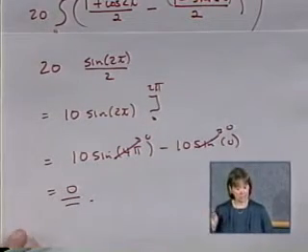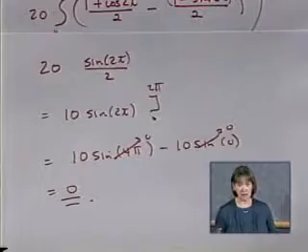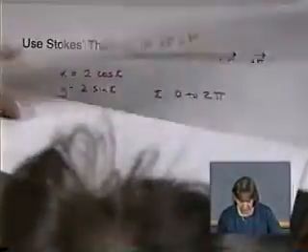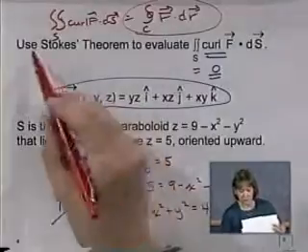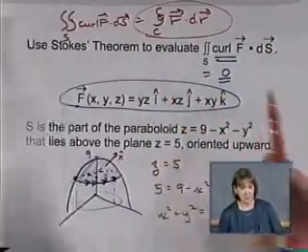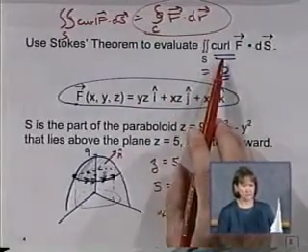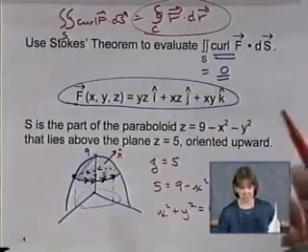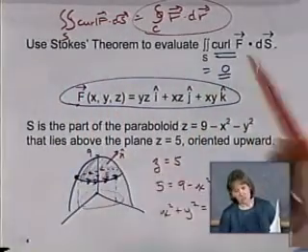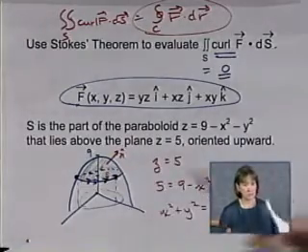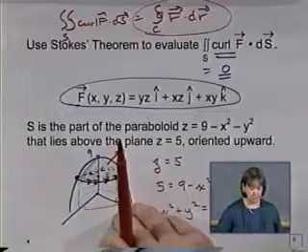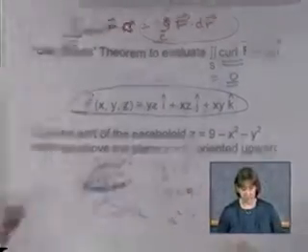Now, on a test, if the original problem didn't say use Stokes' theorem and they just said evaluate this, I'd figure out what the curl of f is. If it's 0, I'm done. But since they said use Stokes' theorem to evaluate, they wanted me to change it to an f dot dr, represent my curve parametrically, and go that way. Okay? But as you can see, quite miraculously, we got the same answer.